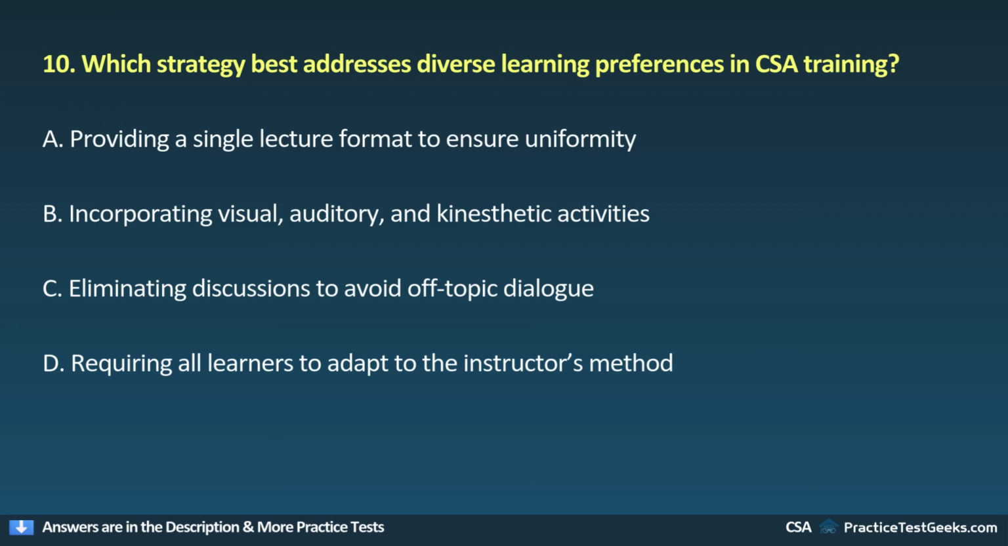10. Which strategy best addresses diverse learning preferences in CSA training? A. Providing a single lecture format to ensure uniformity. B. Incorporating visual, auditory, and kinesthetic activities. C. Eliminating discussions to avoid off-topic dialogue. D. Requiring all learners to adapt to the instructor's method.